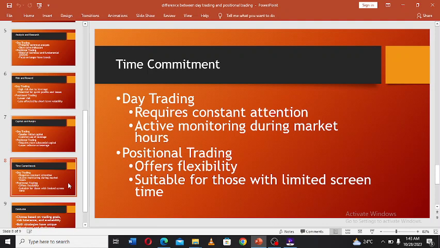While positional trading offers more flexibility and is suitable for those with limited screen time. That's people that are so busy with work they cannot sit on their screen 24/7 trying to watch the trade. They can just become positional traders and tend to hold their trade for a very long time.